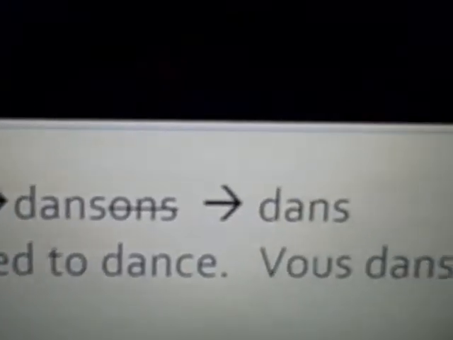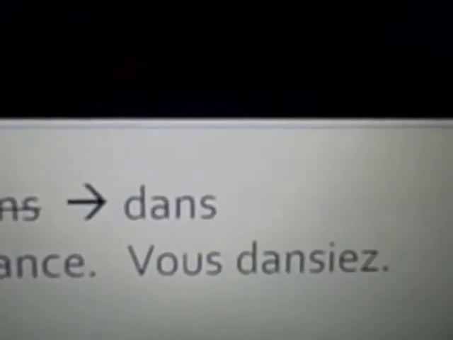If I wanted to say you used to dance, I take my subject pronoun vous, the ending for that is iez, I add that onto my stem and I get vous dansiez.